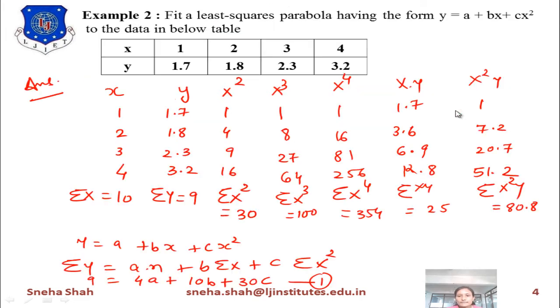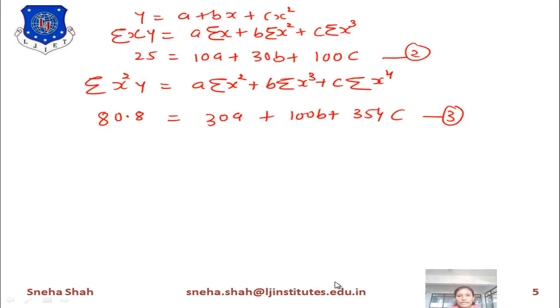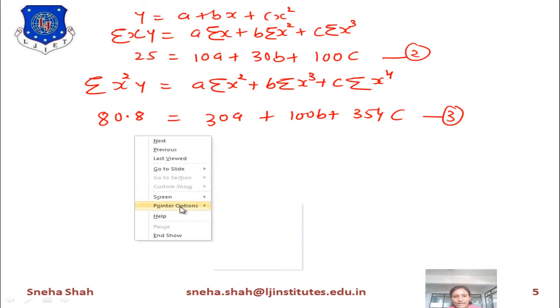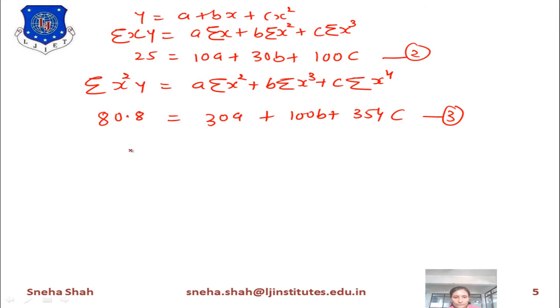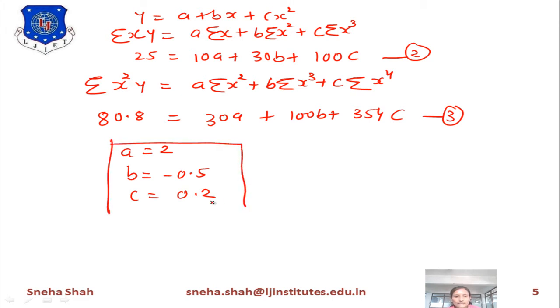Now you can see this is equation number 1, equation 2 and equation 3. If we solve these 3 equations, it will give you the values of a, b and c. So the value of a equals 2, the value of b equals minus 0.5 and the value of c equals 0.2. Now if I put these 3 values in the above equation of y, it gives the answer y equals 2.